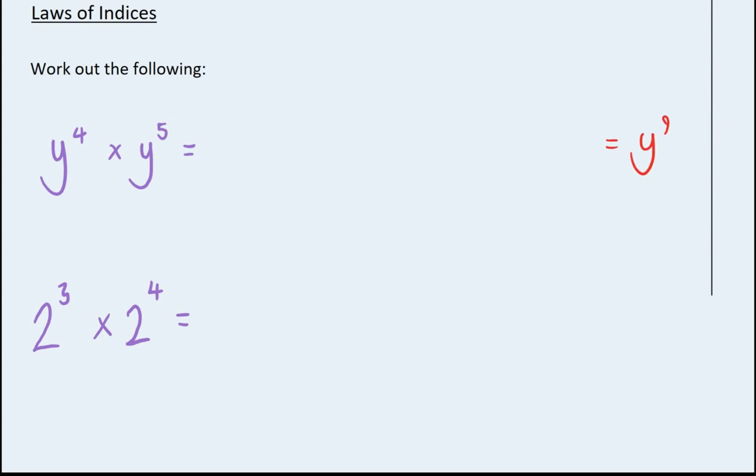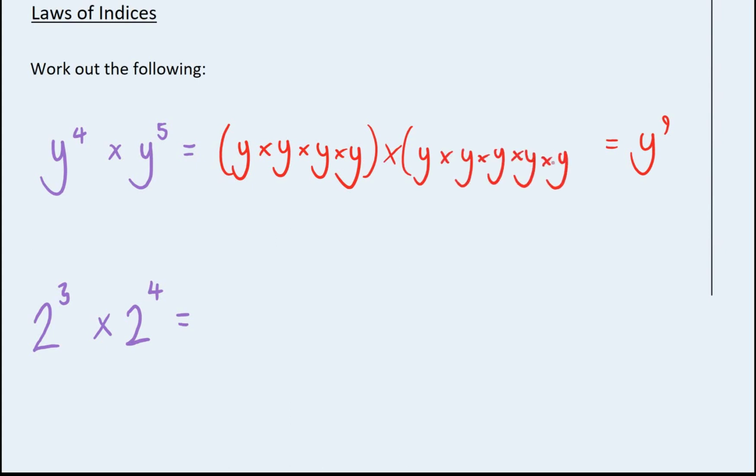And just to explain that really quickly, y to the 4 means y times y times y times y, and that's multiplied by y to the 5, which is y times y times y times y times y. And if you look all together, if I go to my brackets, I just have 9 y's timesed together, and that is the same thing as y to the 9.